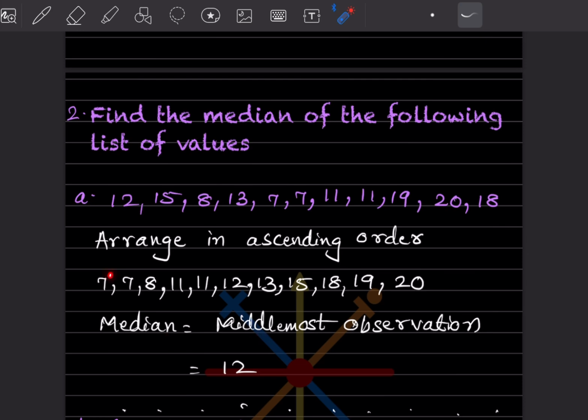So how many numbers are here? 1, 2, 3, 4, 5, 6, 7, 8, 9, 10, 11. So 11 means this is an odd number. So now this is easy. 11 means you will divide this by 5 and 5. So this will be the middlemost observation, that is the middlemost number. So that will be 12.